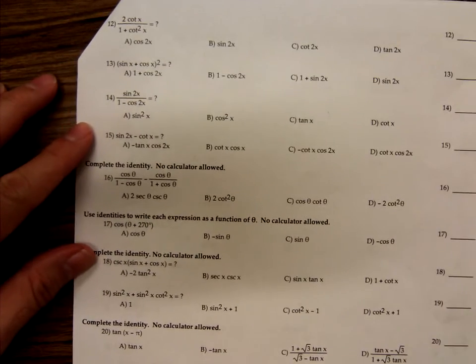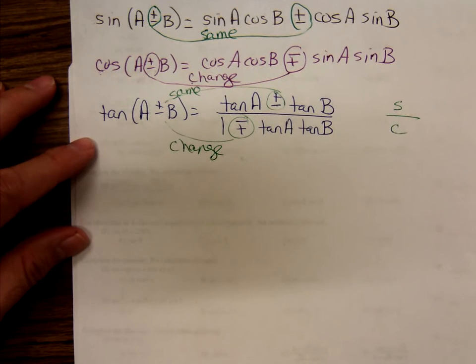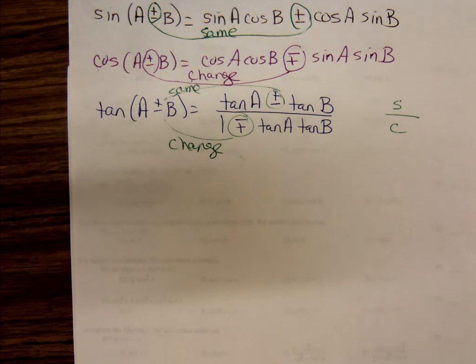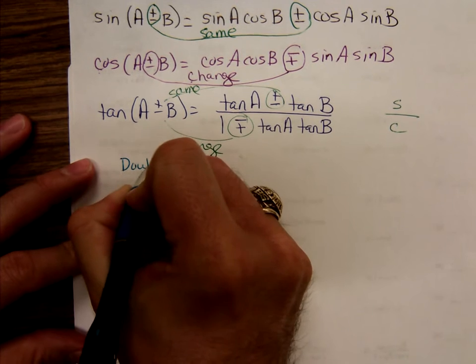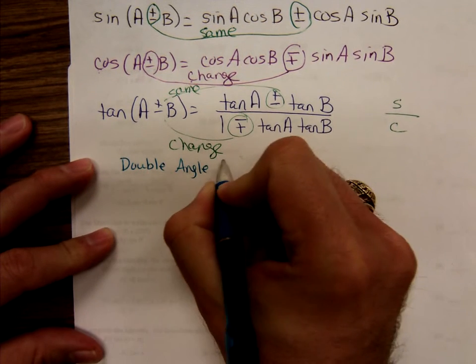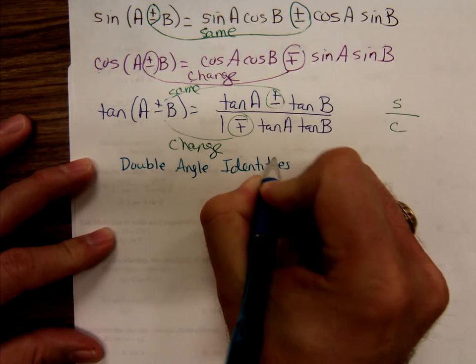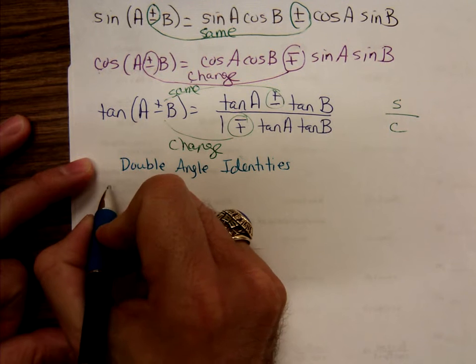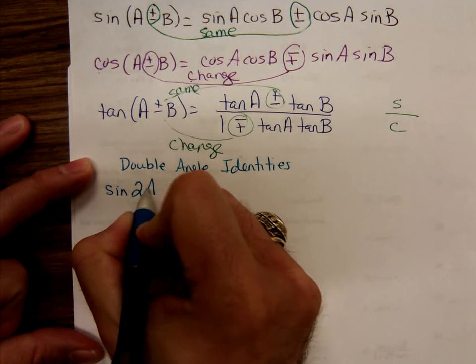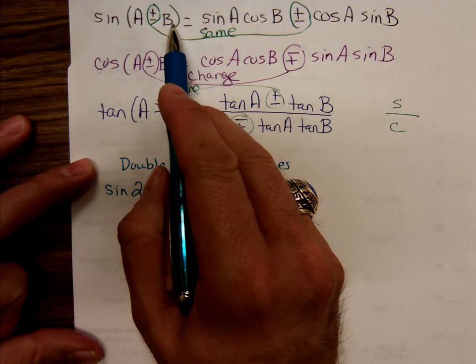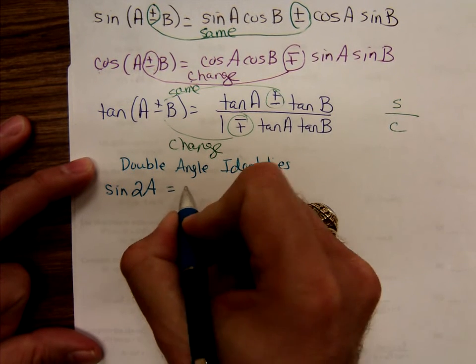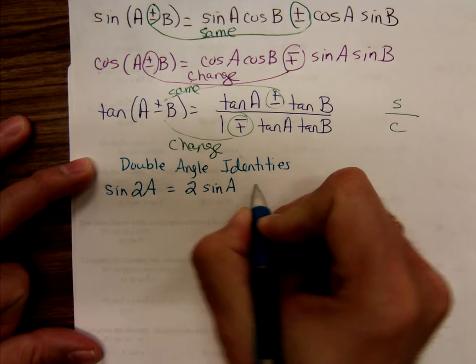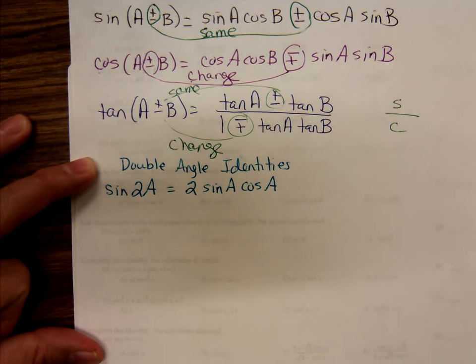Before I start actually working problems, I was writing identities that you need to know, and in the first part I'd written the sum and difference identities. I'm going to now write the double angle identities, and the double angle identities can be derived easily from the sum and difference identities just by thinking of 2a as a plus a. So if we think of it as a plus a, then you're going to have sine a cosine a plus cosine a sine a. That would just be 2 sine a cosine a.